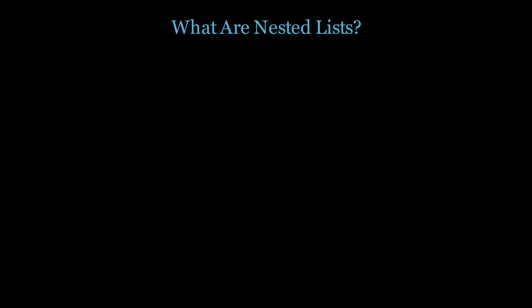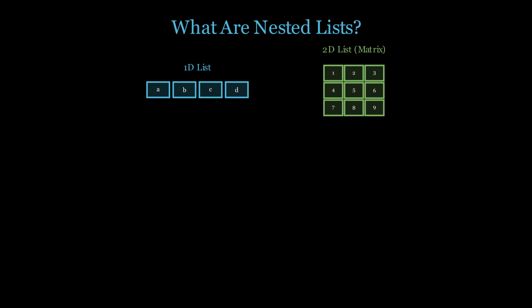Nested lists are lists that contain other lists as elements. Think of them as multi-dimensional containers, like boxes within boxes, or a grid of data. A regular list is one-dimensional, like a single row of items. A nested list creates a two-dimensional structure, like a table with rows and columns. You can even nest deeper for three-dimensional or higher structures.